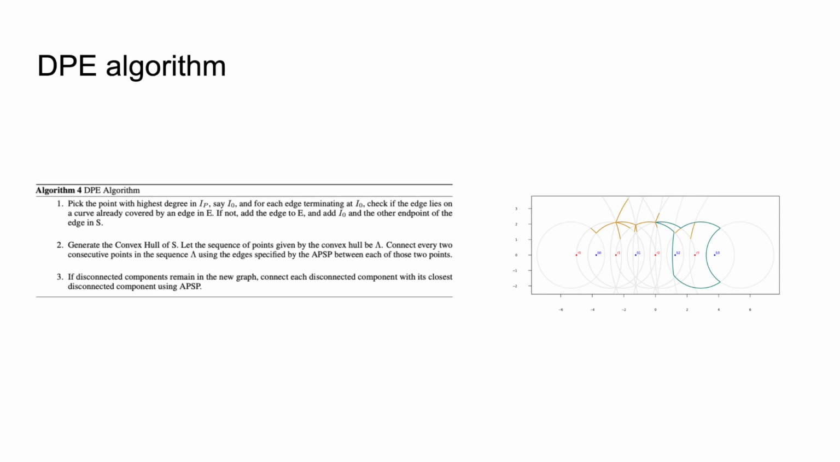The set capital E is initially an empty set. If not, it adds the edge to E and adds the point I naught and the other endpoint of the edge in S. We keep repeating step 1 until we select at least one edge from each scenic path. Then finally we generate the convex hull of the set S, that is the endpoints of the edges in set E, and we connect the consecutive points in the convex hull sequence using the APSP specified path. If disconnected components remain in the new graph, we connect each disconnected component with its closest disconnected component using APSP until the entire graph is connected.